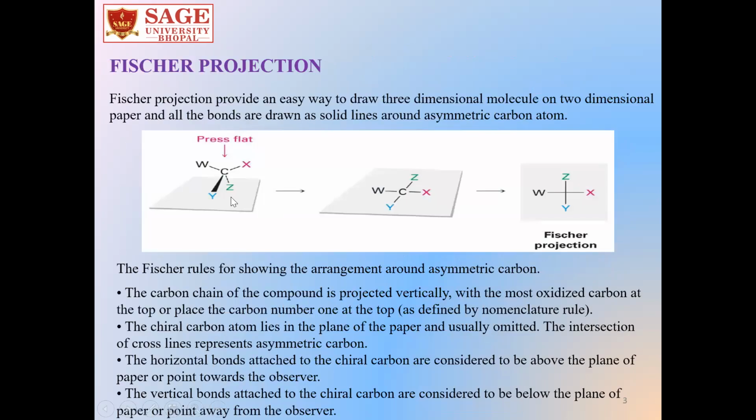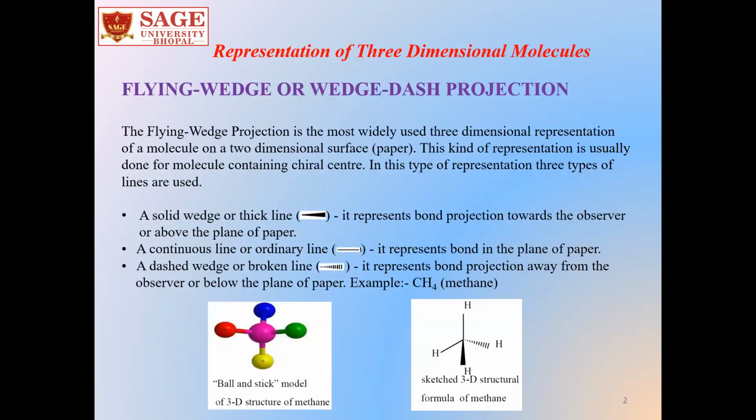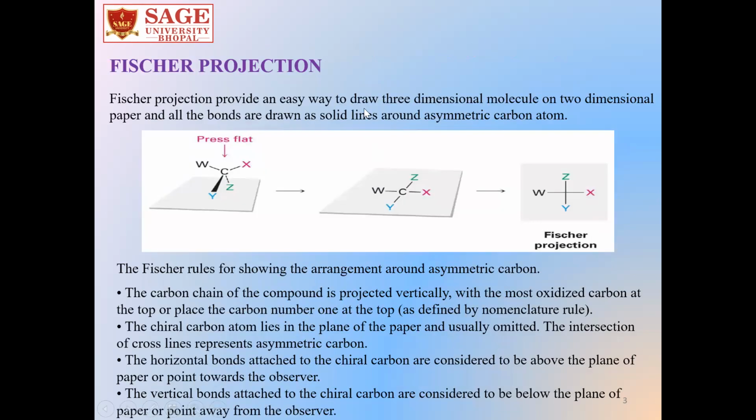Next one is the Fischer projection. Fischer projection provides an easy way to draw a three-dimensional molecule on two-dimensional paper, and all the bonds are drawn as solid lines around the asymmetric carbon atom. So in the flying wedge, there were bonds which are different: one was a thick line, one was a broken line, and only two were ordinary lines. In Fischer projection, we will use all four lines as solid lines. How this can be done is explained here.